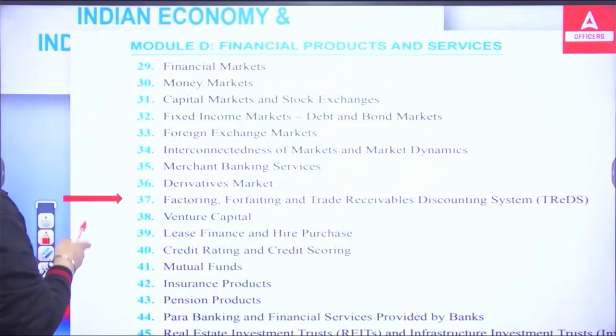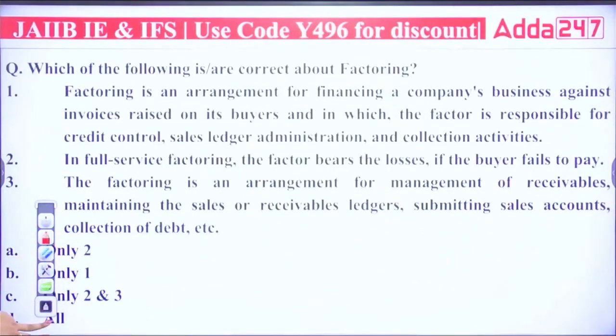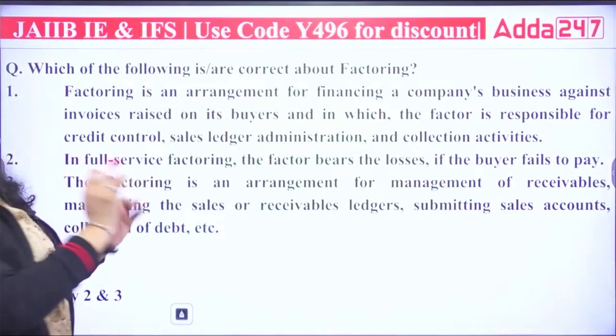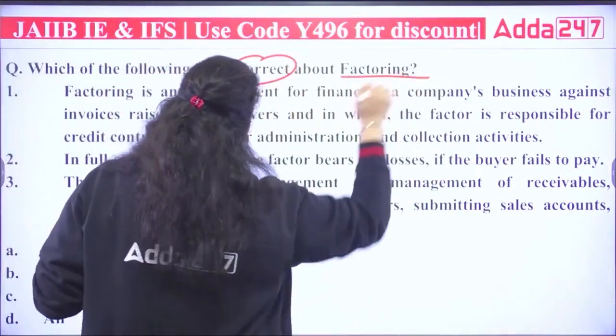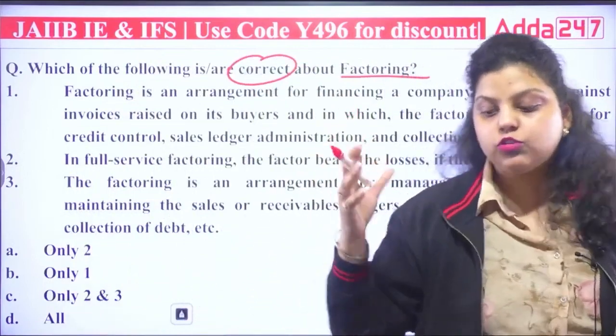Okay, let's continue. So this is the factoring, forfeiting and trade receivable discounting system we have. Now let's start and discuss the same chapter in the form of MCQs. The first question is about factoring. Which of the following are correct about factoring? Certain statements have been given to us and they are asking which of the following is correct.